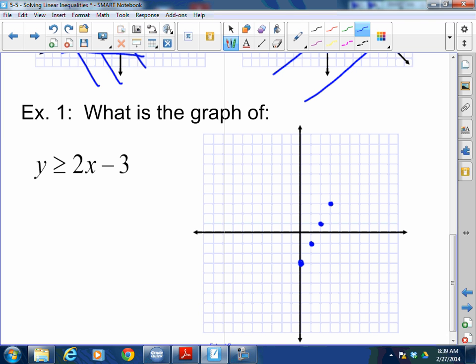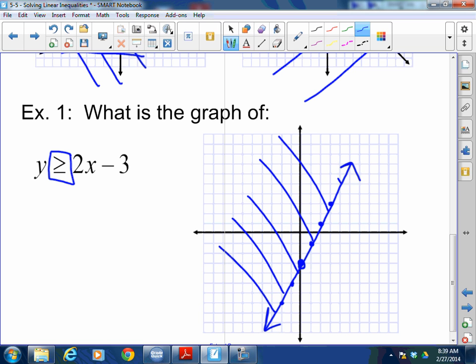Let's go backwards. Go back to my y-intercept, down 1, 2 over 1 to the left, down 1, 2 over 1 to the left. Is this going to be a solid or dashed line? Solid because it's greater than or equal to. Now, am I going to shade above or below? Above. Here's my y-intercept, so I'm going to shade above.